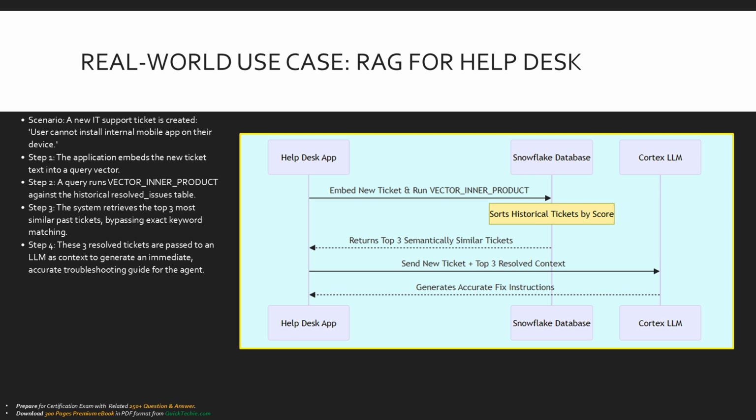Follow the data in this real-time RAG sequence. The help desk app receives the ticket, embeds it, and sends the query to the Snowflake database invoking vector inner product. The database performs the vector math, sorts the historical tickets by their similarity score, and returns the top 3 matches. Crucially, the app takes these historical answers and packages them alongside the original question, sending the payload to the Cortex LLM. The LLM reads the context and generates highly accurate fix instructions for the agent, closing the loop in seconds.